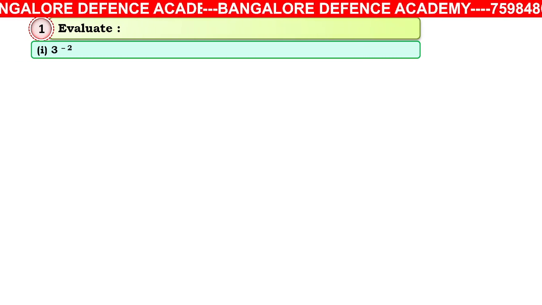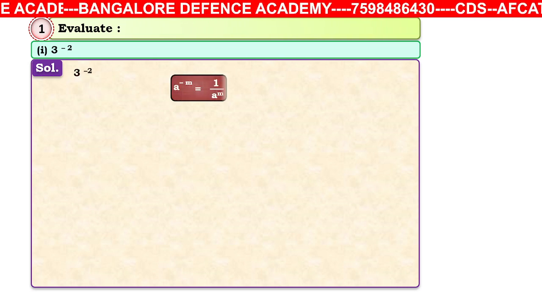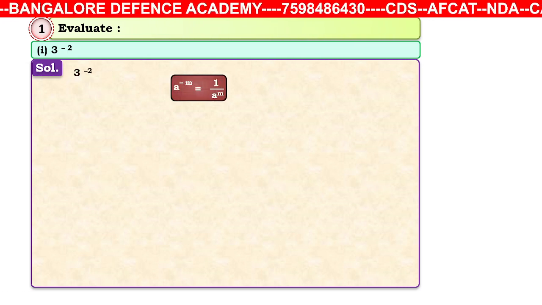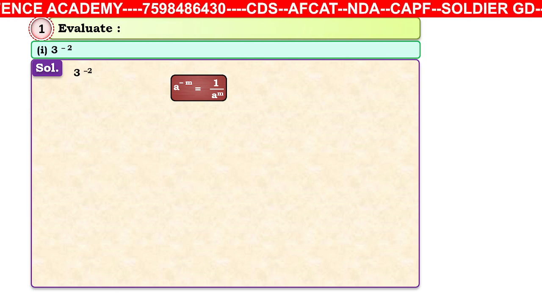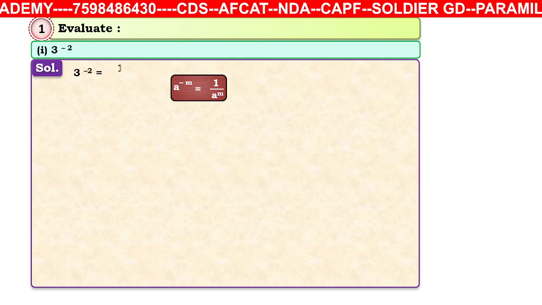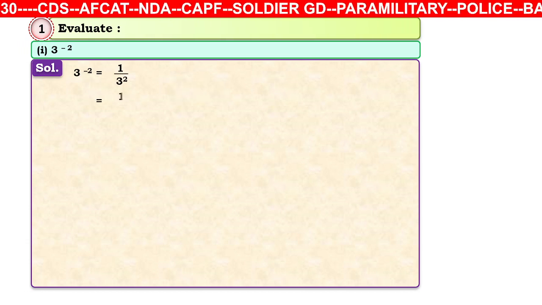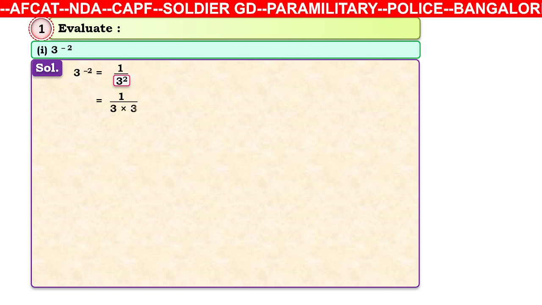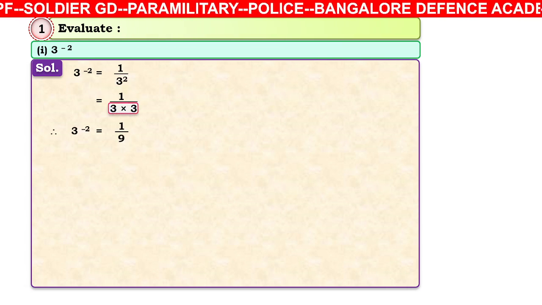The first question is 3 to the power of minus 2. Now I know this formula we have seen: a^(-m) is equal to 1 by a^m. So first of all, I will write this as 1 by 3 to the power of 2. Now you know 3 square is 9. So the answer is 1 by 9.